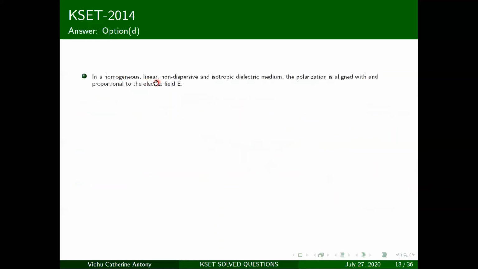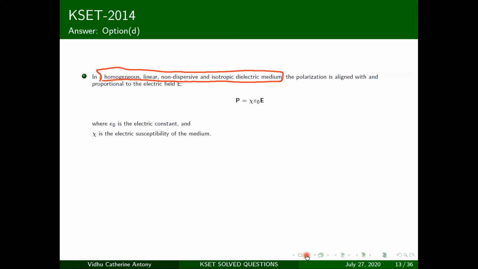So in a homogeneous, linear, non-dispersive isotropic dielectric medium, okay, so that's basically your perfect dielectric medium. Okay, so that's a very long set of terms that's there, and the polarization is basically aligned with your electric field. So now what you can do is, this is your formula: P = chi epsilon naught E, where epsilon naught is the electric constant. This chi is the electric susceptibility of the medium, it's dimensionless, okay? I'd really like to specify that it's dimensionless because there are some questions that involve the dimension of this susceptibility.